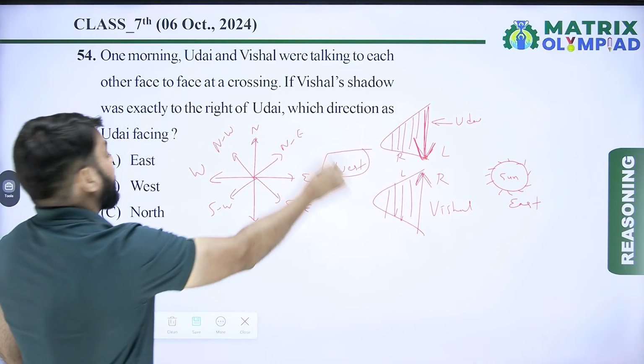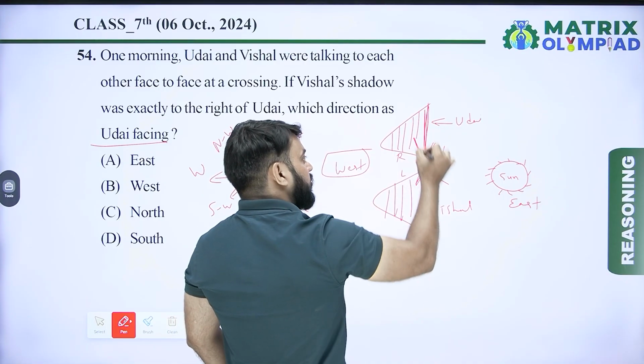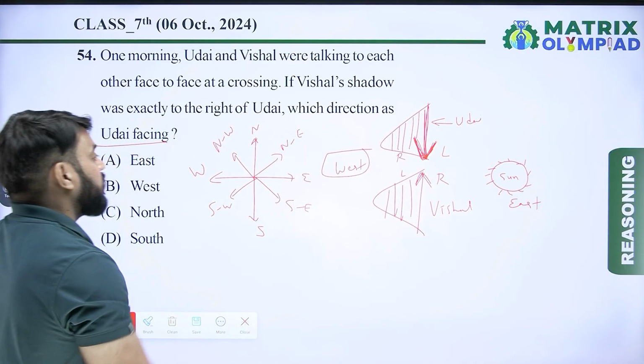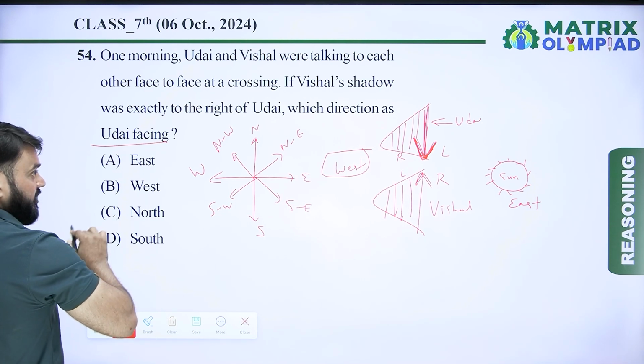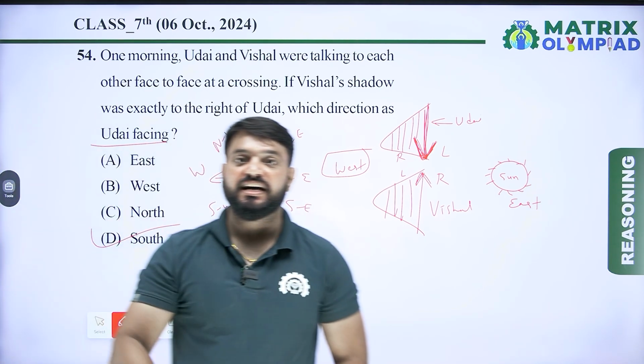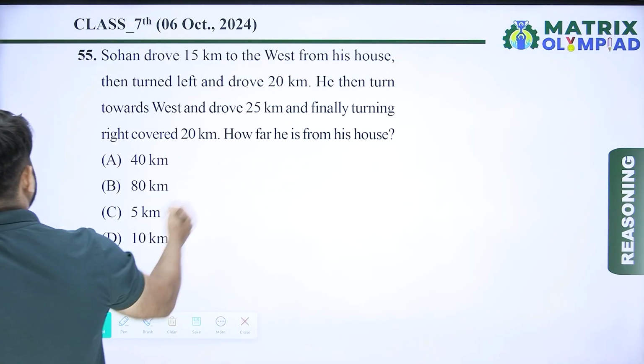Which direction is Uday facing? Find the direction of Uday's face. The face of Uday will be in the south direction. So option D is the correct answer to this question. Let's move on to the next question.